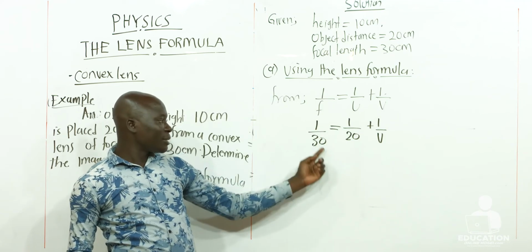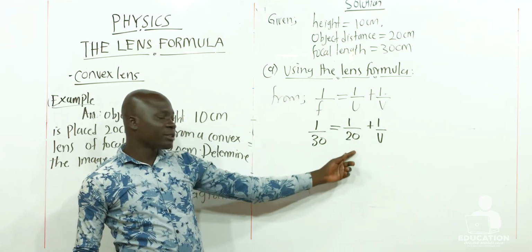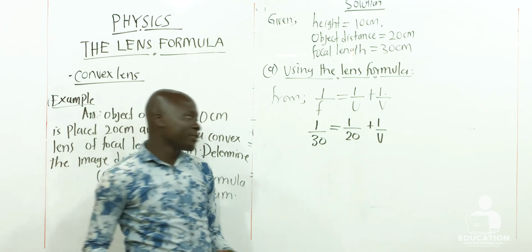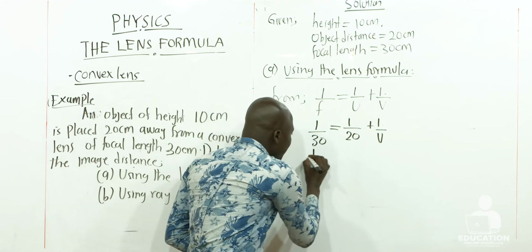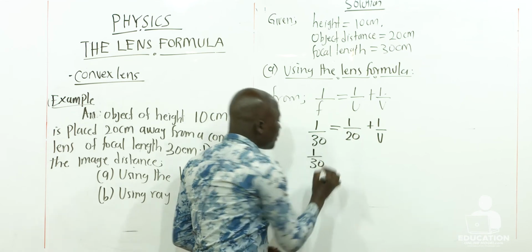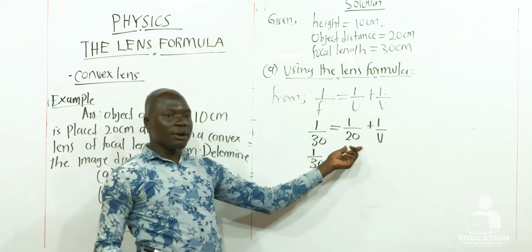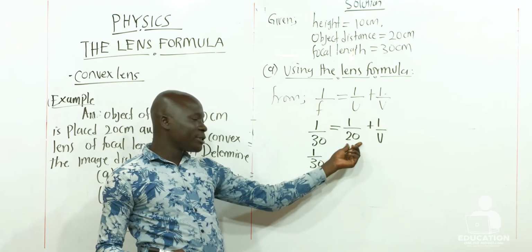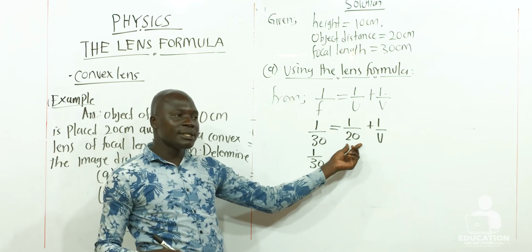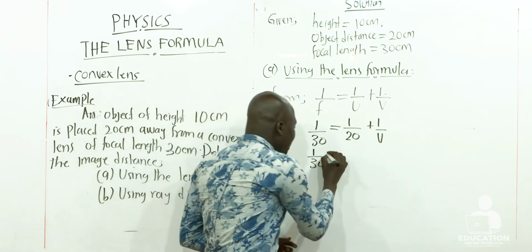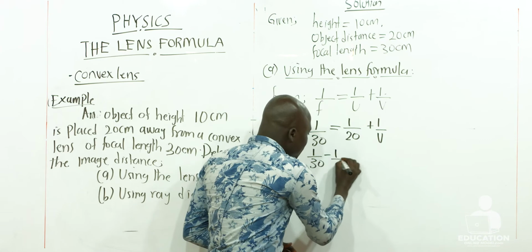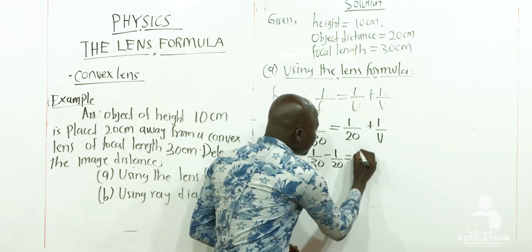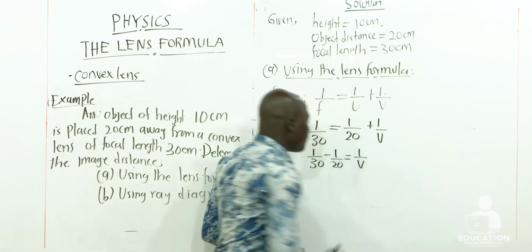Now in this case we are going to collect like terms. We shall find that 1 out of 30 and 1 out of 20 are like terms. So we are going to bring them on one side of the equation. So we are going to have 1 divided by 30. Then when any number crosses the equal sign, its sign changes. Now this is positive. When it crosses the equal sign, it changes to negative. So we're going to have 1 out of 30 minus 1 out of 20, and this is equal to 1 out of v.